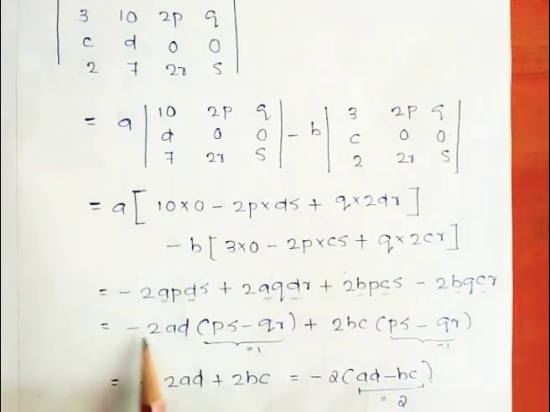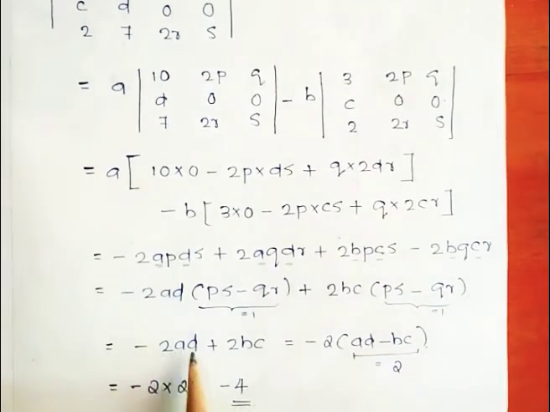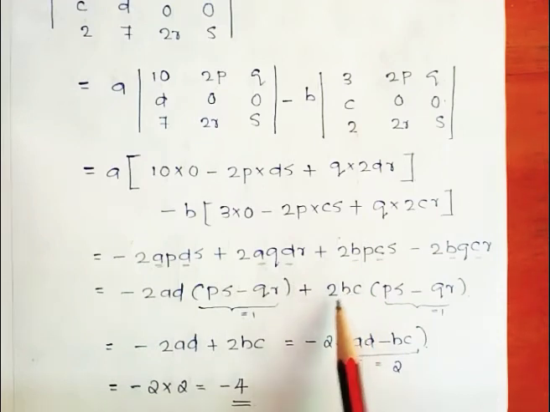That is, we get minus 2AD into PS minus QR plus 2BC into PS minus QR. And we are given in the question that PS minus QR is equal to 1. So substituting 1 here, we get minus 2 into AD into 1 and plus 2BC into 1, so we get minus 2AD plus 2BC. From this we take minus 2 common outside, so minus 2 into AD minus BC.